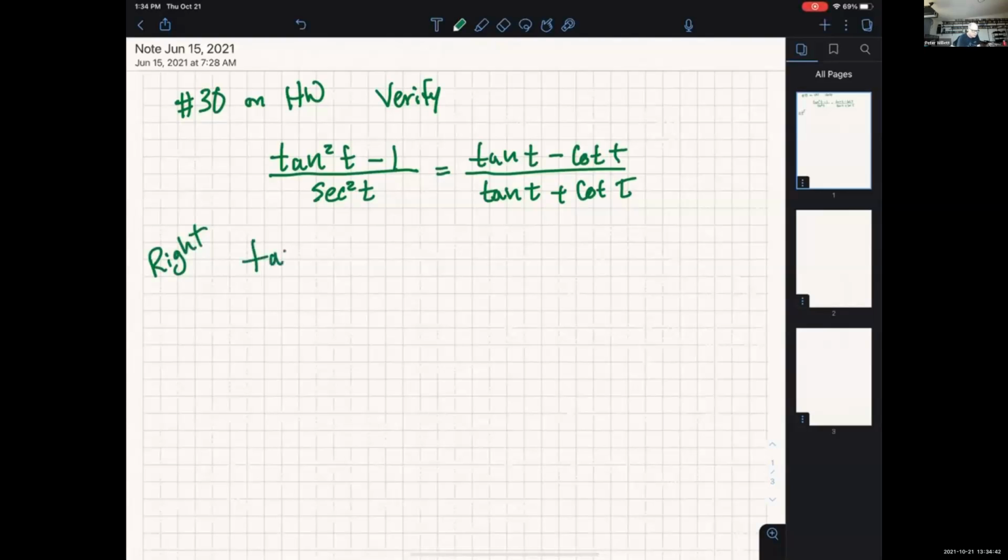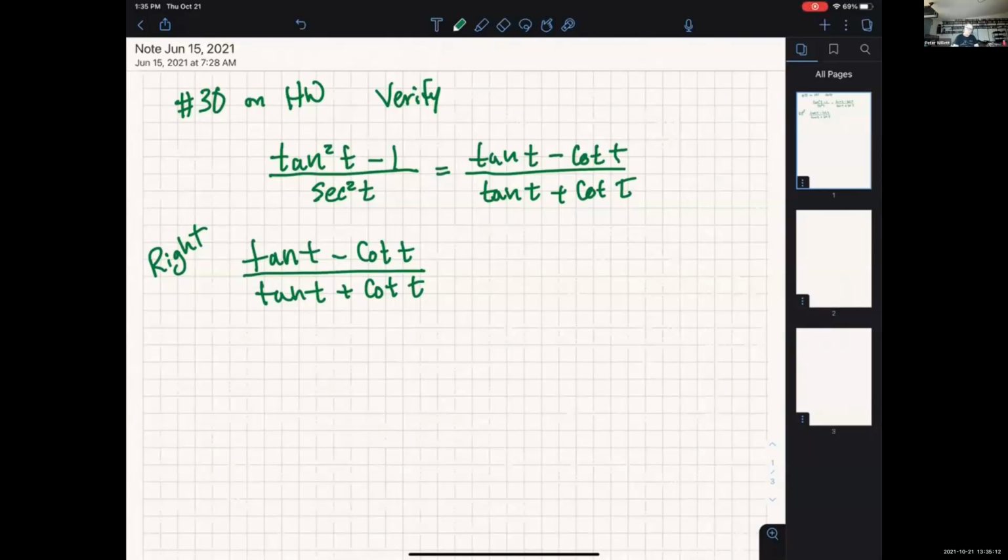They have tan t minus cotan t divided by tan t plus cotan t on the right side. Okay, so they're saying that's the more complicated side, and they're saying we're going to choose to work with that one. And what can we do with that?